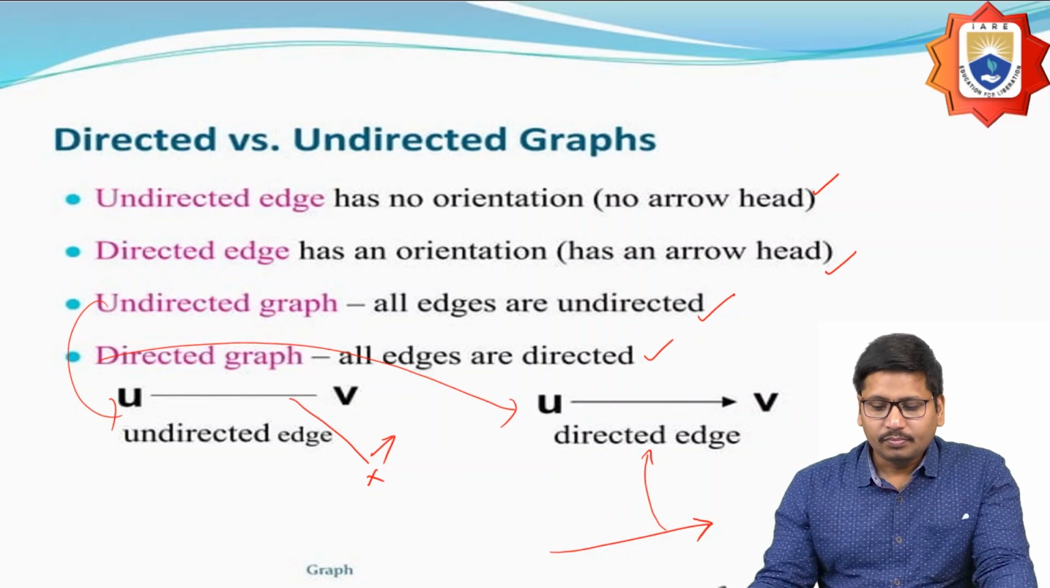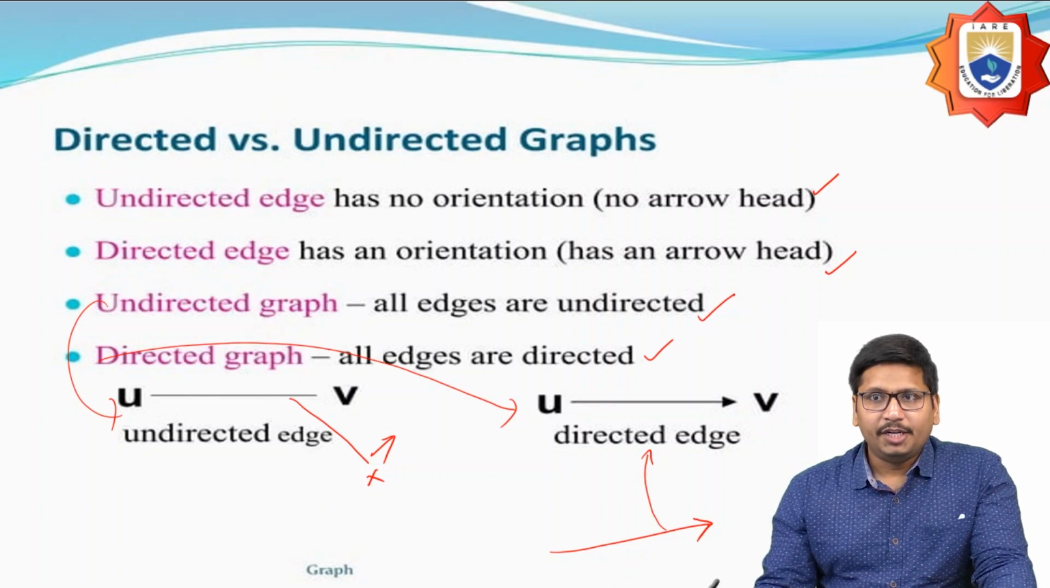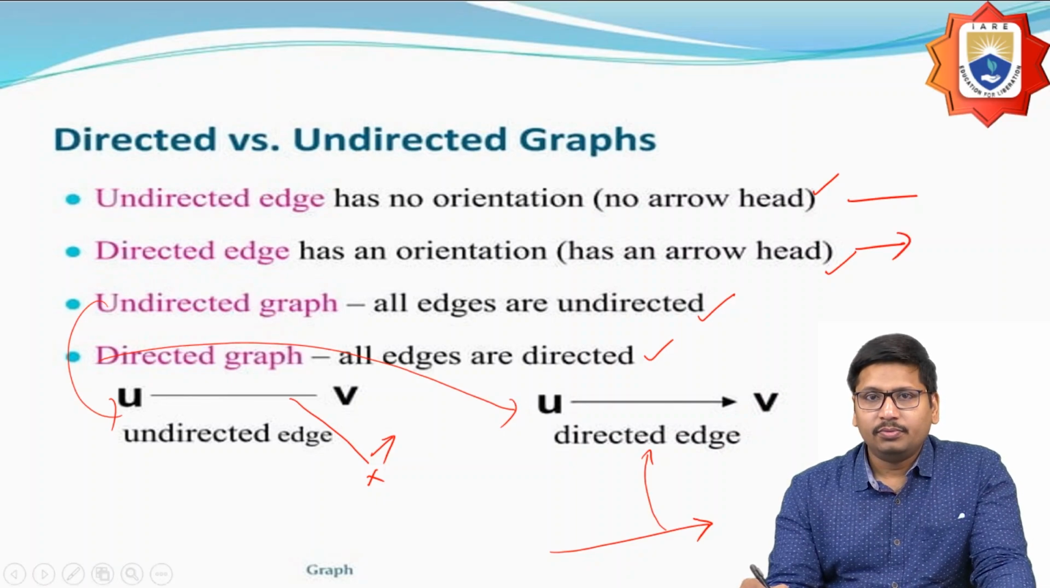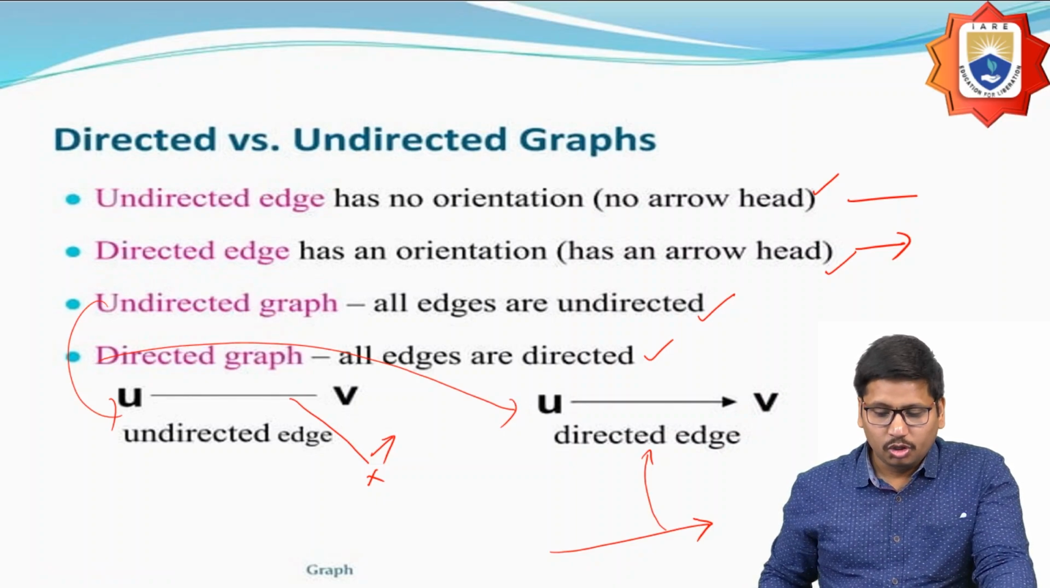An undirected graph has no orientation, that means no arrowhead, and a directed edge has an arrow. In an undirected graph, all edges are undirected, whereas in a directed graph, all edges are directed.